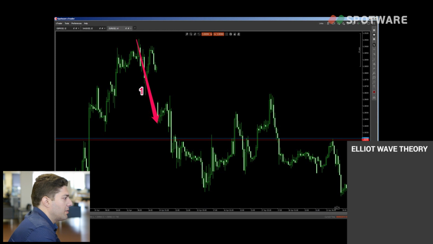The first wave is called an impulse wave. It's impossible to know if the first wave was indeed a wave number 1 or a retracement of a previous trend. So in this wave the previous trend is still in force and the market is going short, but the original trend is still in effect.